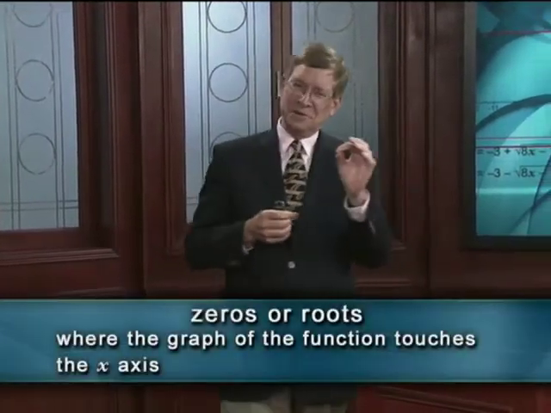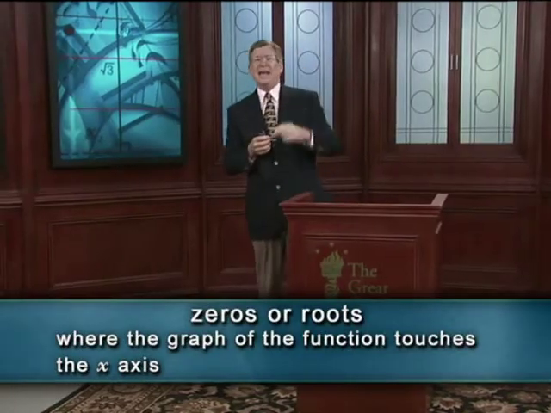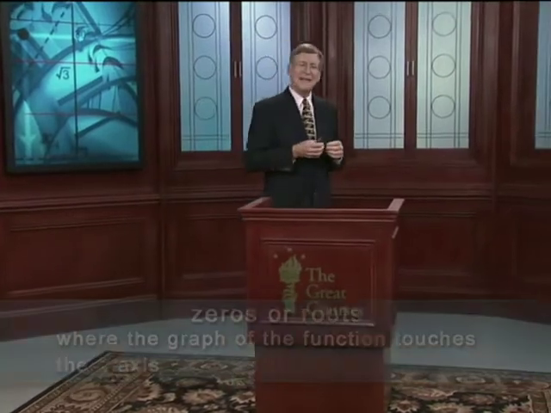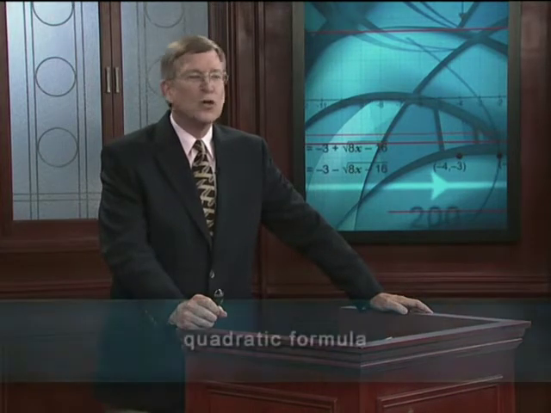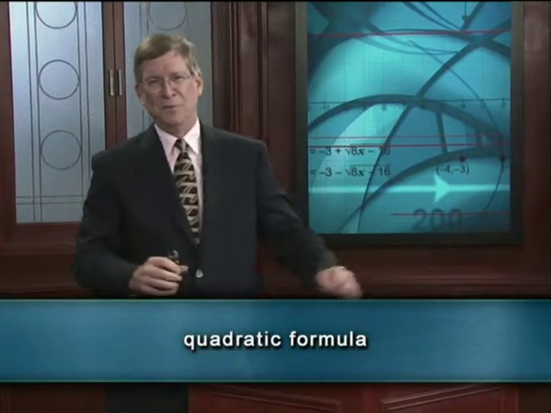Basically, the zeros, or the roots, are where the graph of the function touches the x-axis. Okay? And as I said, they're hard to find sometimes because it requires factoring, and factoring is a difficult process. Now, with quadratic polynomials, you can easily find the zeros, or the roots, using the famous quadratic formula. So let's review this quadratic formula.